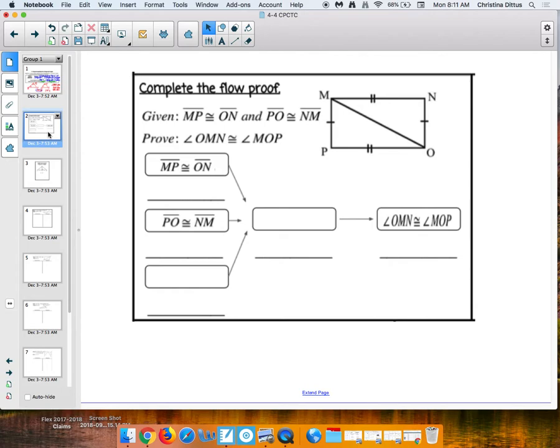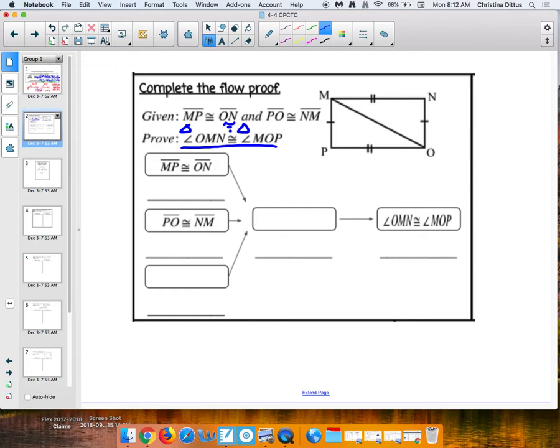Because you're used to saying, look at this one. Here it says prove our angles are congruent. It used to say prove our triangles are congruent. So in order to prove that our angles are congruent, the first thing we have to prove is that our triangles are congruent. Then we can say our angles are congruent. Does that make sense? The proof isn't going to say triangles anymore. It's going to say sides or angles.